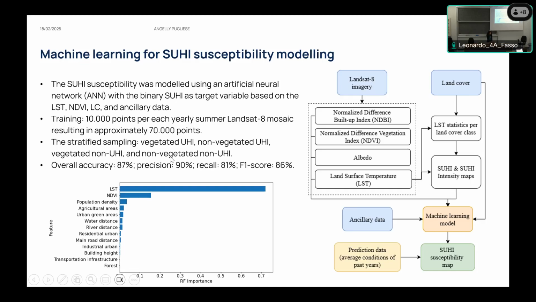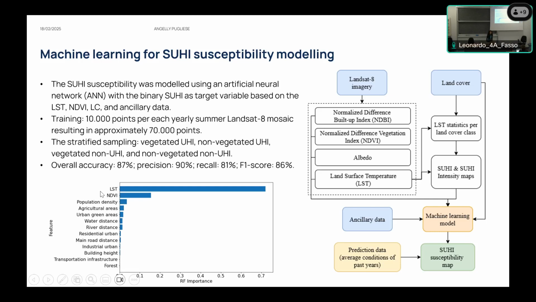So the training consisted of taking my 7 mosaic summer images of Landsat 8 and sampling 10,000 points from each of them. So I would have at the end approximately 70,000 points. There are going to be some null values here and there. And the sampling of these 10,000 points was stratified, so I divided it equally into 4 setups, having a change into vegetated and urban heat island present, and toggling this into the different 4 cases.